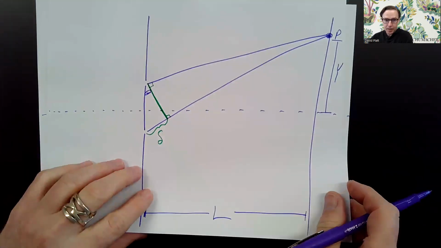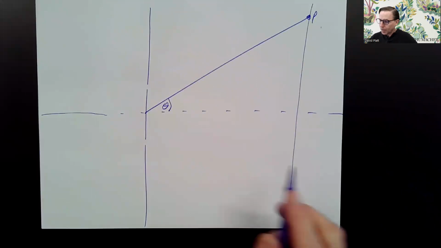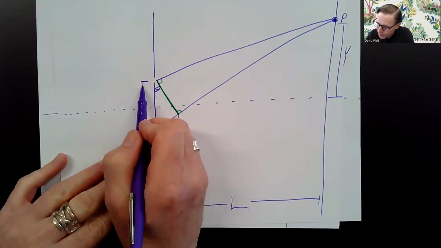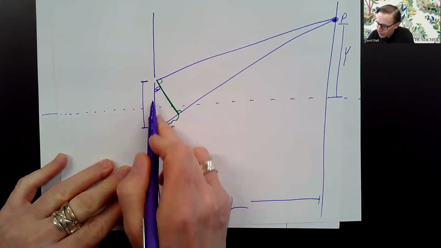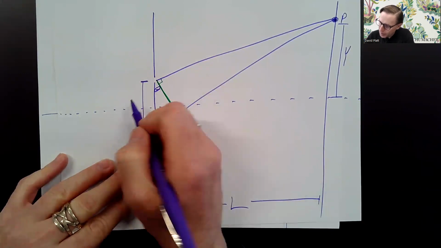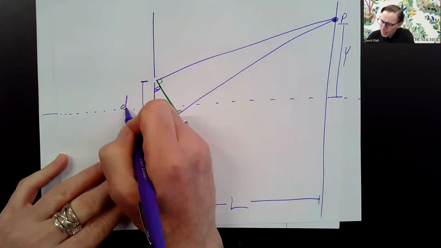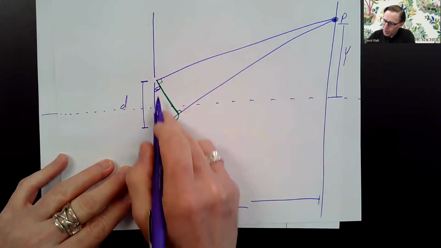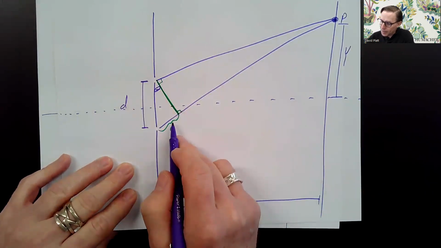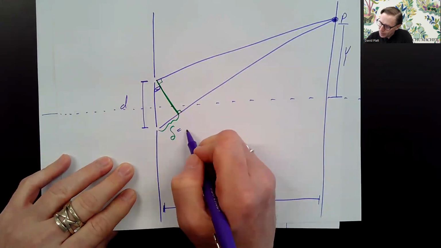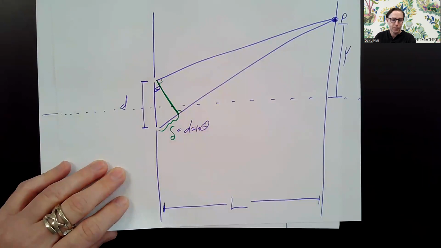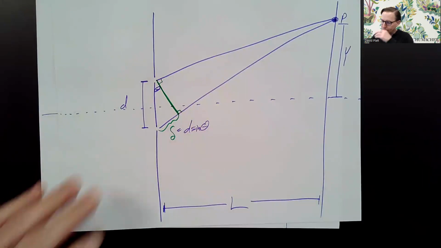So that means that this distance, which is the hypotenuse of this right triangle, this distance is called little d. It's called the separation between the slits. This delta is d sine theta. That is the path difference.